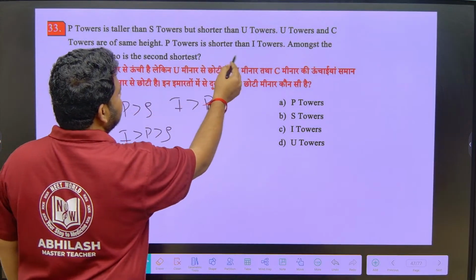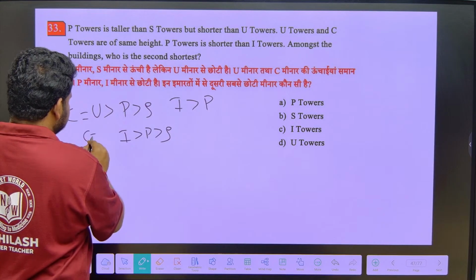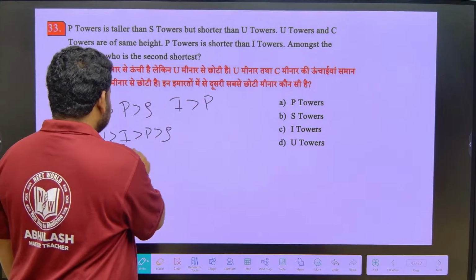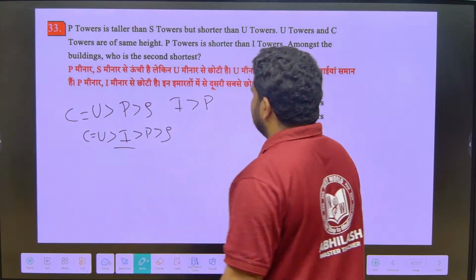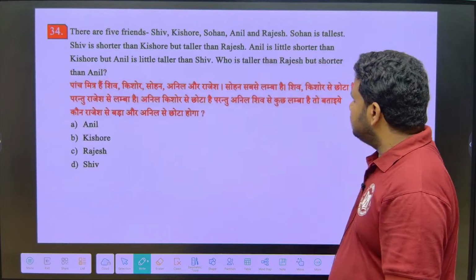P tower is shorter than I tower. Amongst the buildings, who is the second shortest? C is equal to U. I can say that I is the second shortest. Clear? Let us move to the next question.